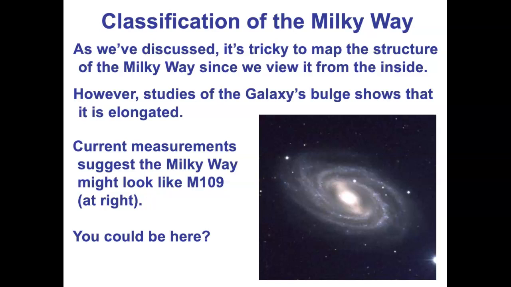This is M109. This is probably the galaxy that looks most like the Milky Way, because it turns out, I've been saying this whole time, oh, we live in a spiral galaxy. Actually, it was a big discovery 10 or 12 years ago, that we actually live in a barred spiral galaxy.